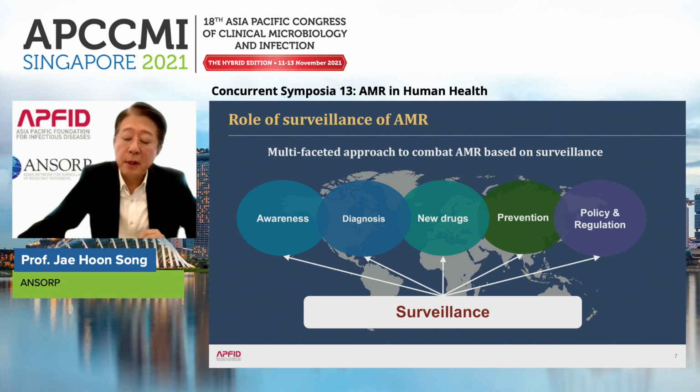Actually, all different measures to combat AMR should be based on surveillance of AMR. Based on the data from surveillance, we can get to know the current status and magnitude of AMR problems. We can make a correct diagnosis of bacterial infections caused by resistant strains. We can develop new antibiotics that can be effective against resistant pathogens. We can prevent the emergence of resistance. And finally, we can make relevant policies and recommendations to combat this problem. So without AMR surveillance, we cannot implement any measures to control and prevent AMR problems.